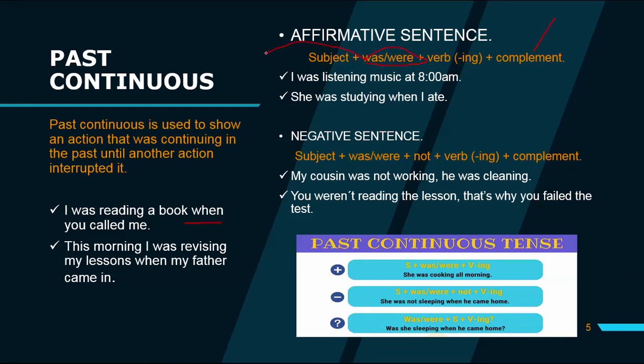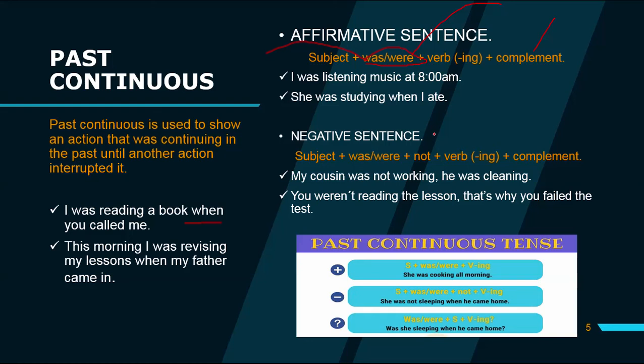Okay, we use was for he, she, it, and I. And we use were for you, we, and they. For instance, in an affirmative sentence with past continuous, we say I was listening to music at 8 a.m. or she was studying when I ate.